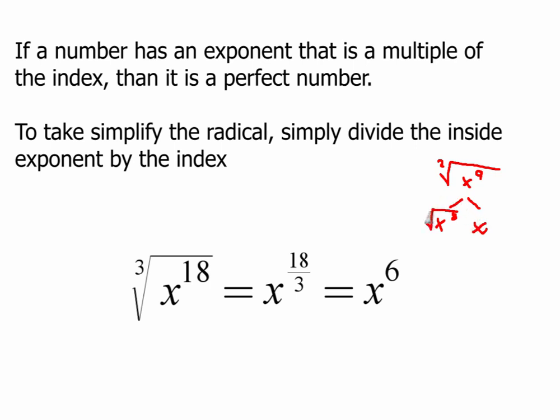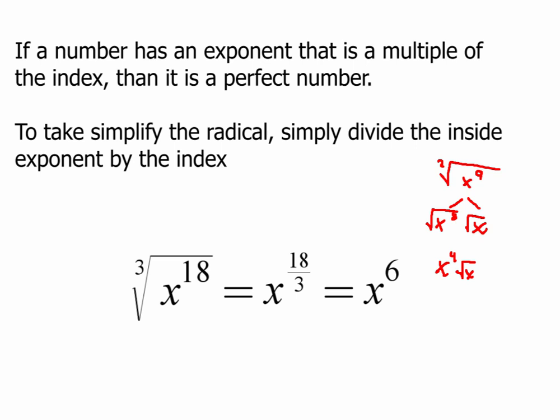Now I'm going to put both of these under radicals. The square root of x to the 8th is 8 divided by 2, so that's x to the 4th. And this x, because it's not a perfect square, just stays under the radical. So the square root of x to the 9th is x to the 4th times the square root of x.